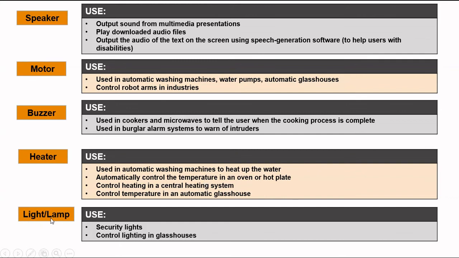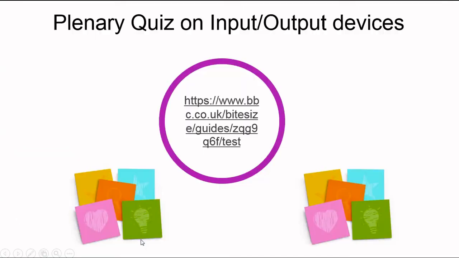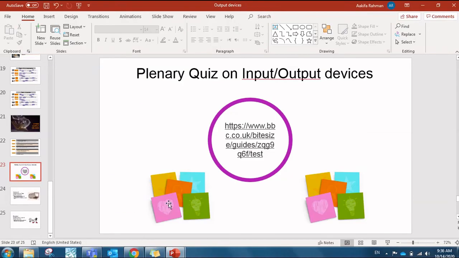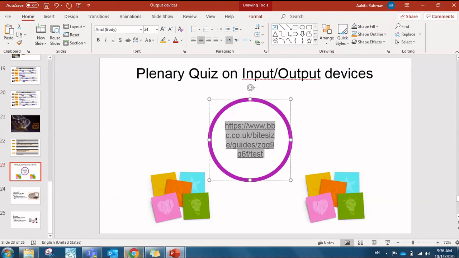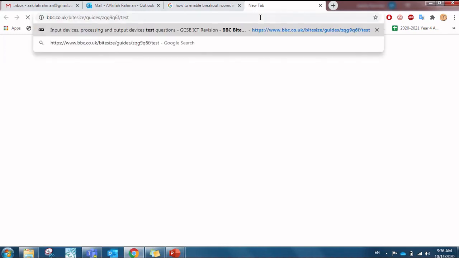The last output device you have is a light or a lamp. The output here is light. It is used in security lights and to control lighting in glass houses. I have a short plenary quiz for you, and that will be the end of this lesson. So, let us try to complete the questions in this plenary.